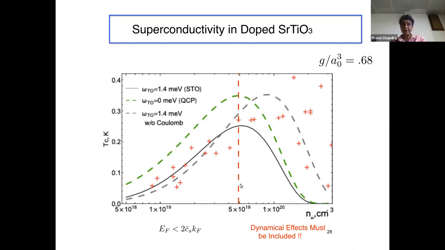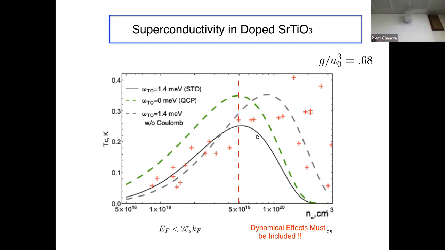Now, what's this red line? This red line is basically the boundary of validity of our calculation, because we haven't included dynamical effects. We assume that EF is less than 2cs KF, so we've ignored dynamics completely. We've only done spatial. But dynamical effects have to be included above here, and we haven't done that. But actually, the agreement isn't super bad, particularly if you throw out the Coulomb repulsion, but there's no justification for that.